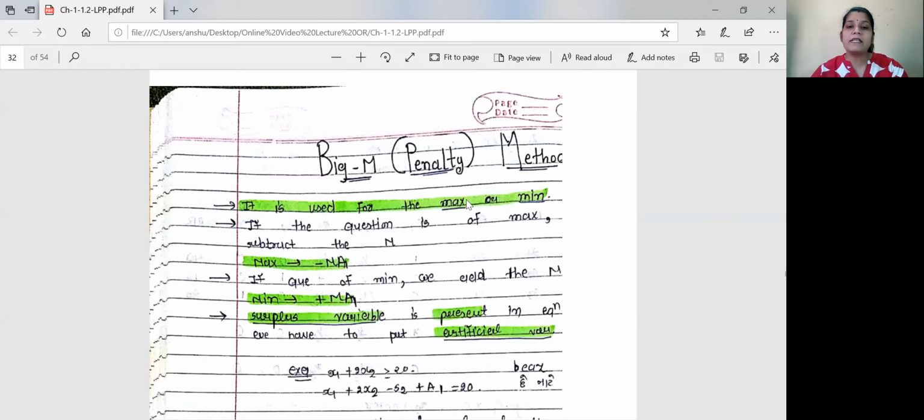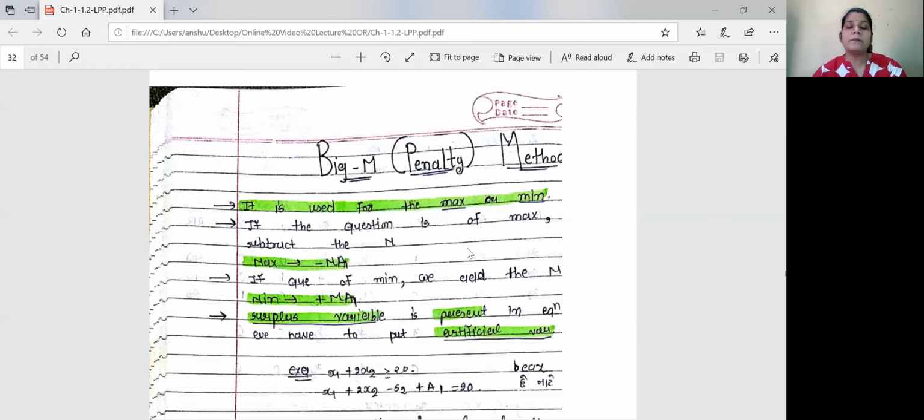The Big M method is used for maximization and minimization both. It is used if our Z is to be maximized or minimized. In this type of problem, the constraint equation may be a less than equal to sign, a greater than equal to sign, or an equal to sign. So there is no restriction that it should be only a less than equal to sign.